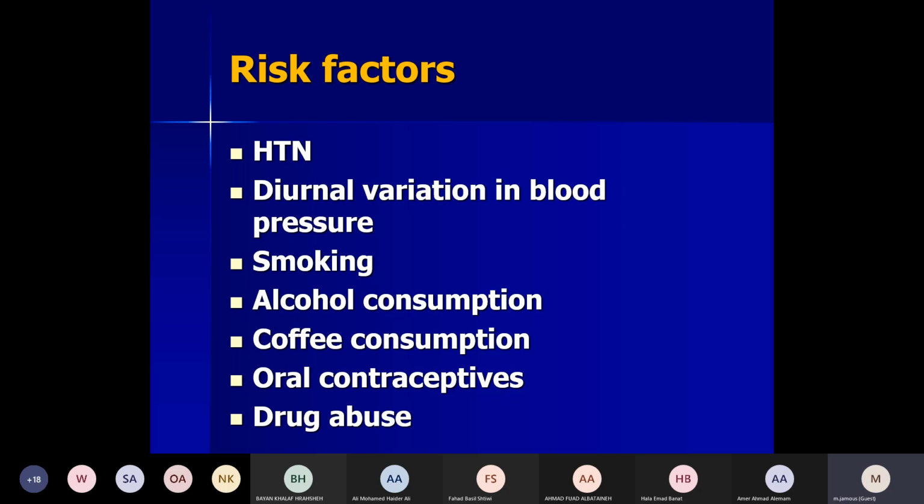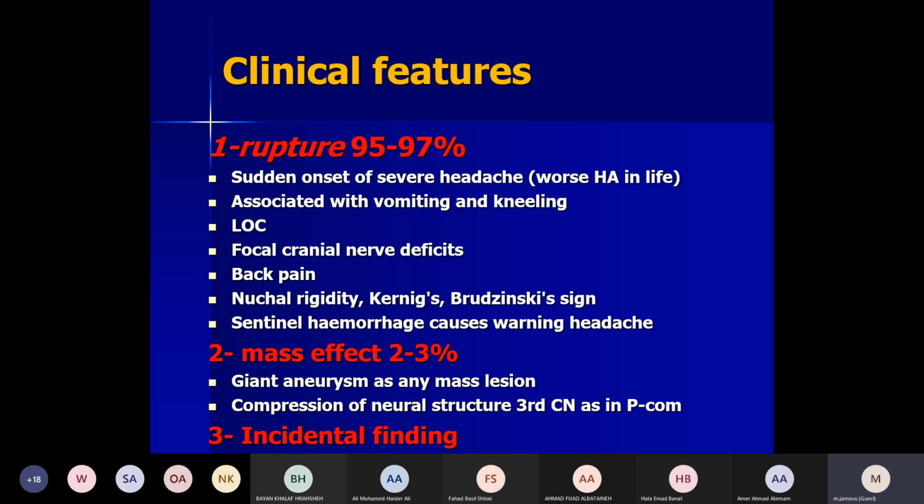How does the aneurysm present? As we mentioned, the most common and the most serious presentation is rupture of the aneurysm. And when the aneurysm ruptures, it will present as sudden onset of severe headache, the worst headache in life, associated with nausea, vomiting, decreased level of consciousness, and focal neurological deficit. In addition to meningeal signs, like neck rigidity, Kernig's and Brudzinski's signs. And we mentioned sentinel hemorrhage, which is an early stage of subarachnoid hemorrhage and can lead to warning headache.